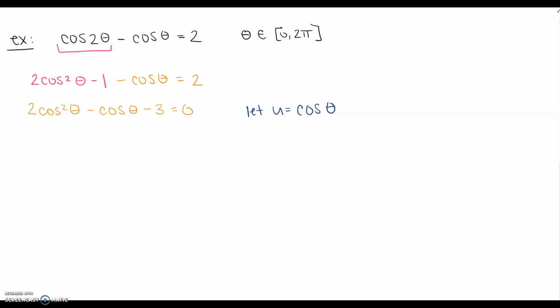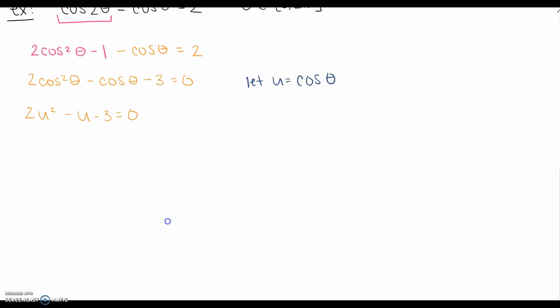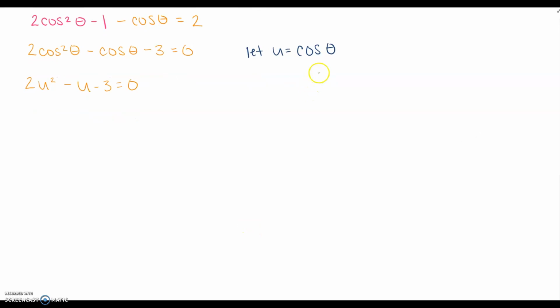And then we can rewrite this as 2u squared minus u minus 3 equals 0. And then it's just a factoring problem. So if you want to remember factor by grouping, remember we have our a times c up here and our b down here. So this is negative 6. Our b value is negative 1. So what multiplies to negative 6 and adds to negative 1? Hopefully you're thinking negative 3 and positive 2.